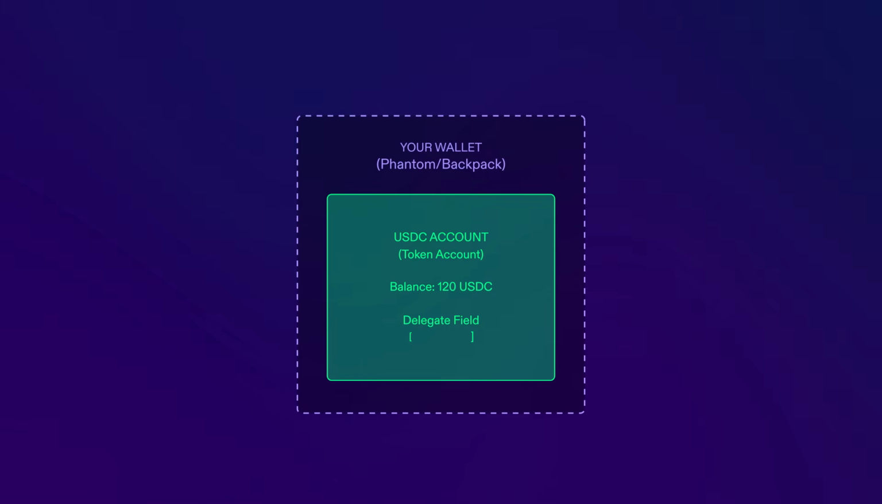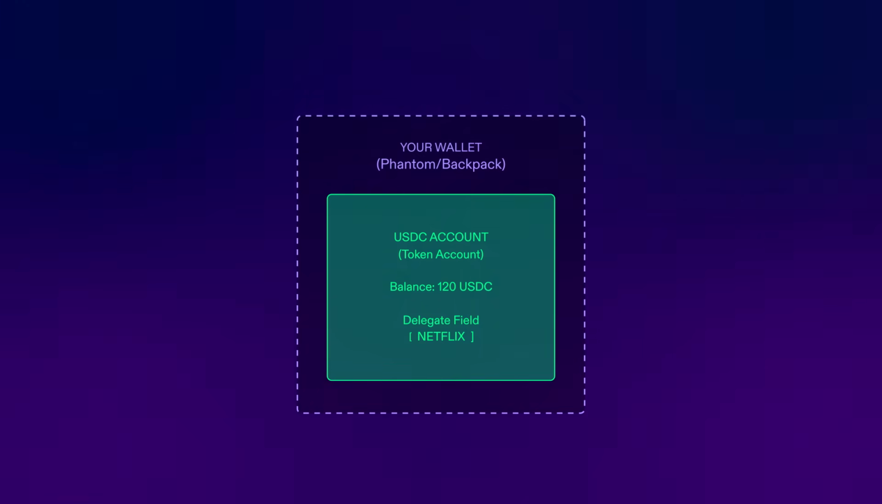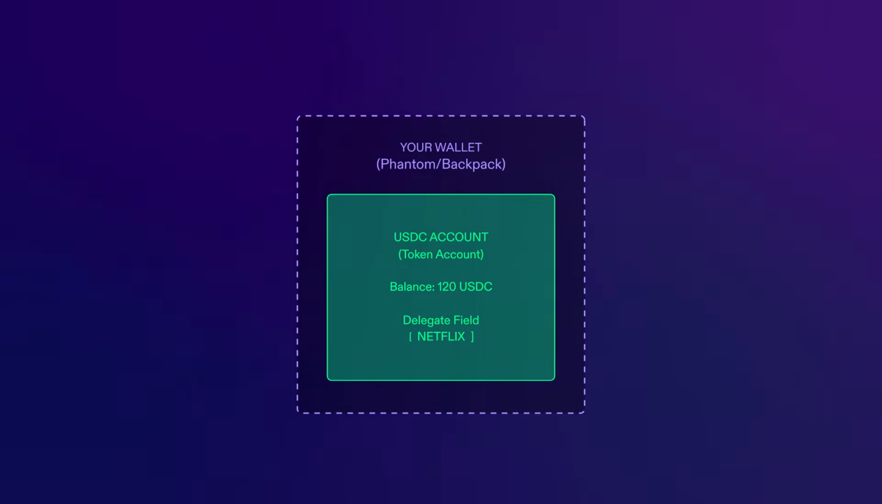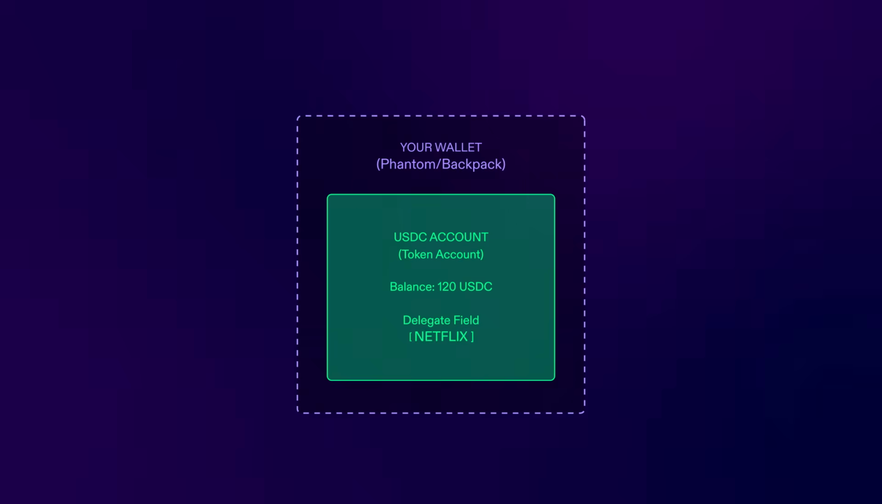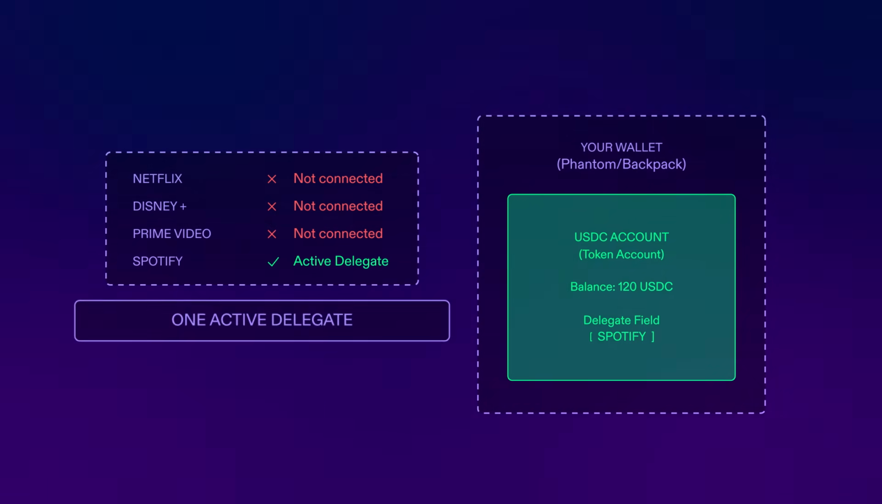So on Solana, every token account, whether it's an SPL token or a Token-2022 token, has one single delegate field, which means you allow someone else to use your tokens. When you approve someone to spend your tokens, they become that delegate. But the moment you approve someone else, the first one gets overwritten. That's why theoretically, you can only have one subscription at a time. So here's how this problem has been solved with the new program.